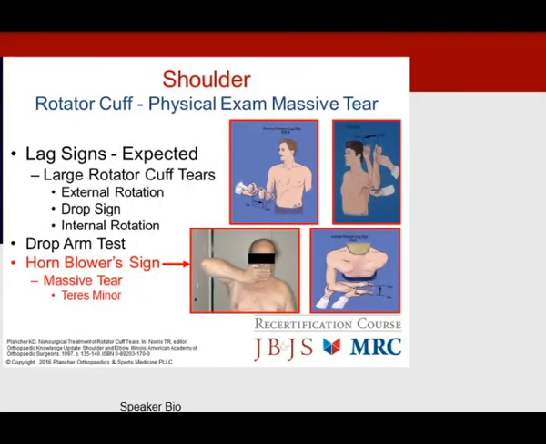For a massive rotator cuff tear, you should expect lag signs. Large rotator cuff tears might have an external rotation drift, a drop sign, or an internal rotation deficit. Here you can see that hornblower sign we spoke about earlier with a massive rotator cuff tear affected by the teres minor or the axillary nerve in the posterior division, giving that inability to raise the arm in the bottom left screen.